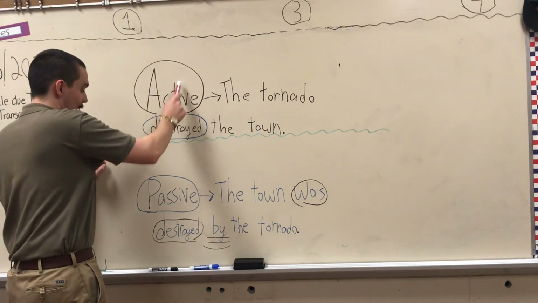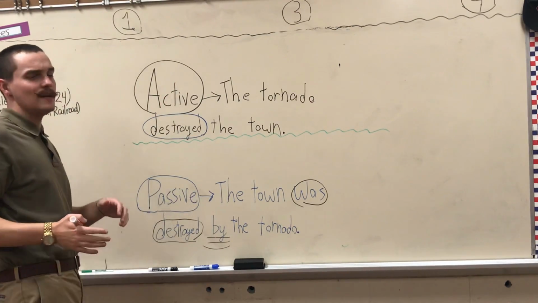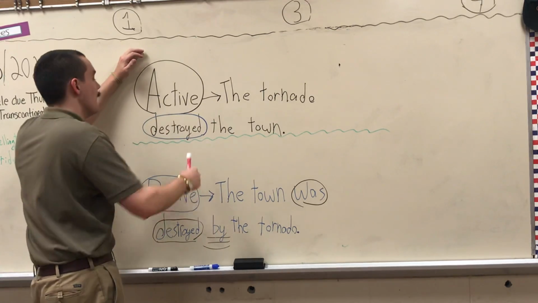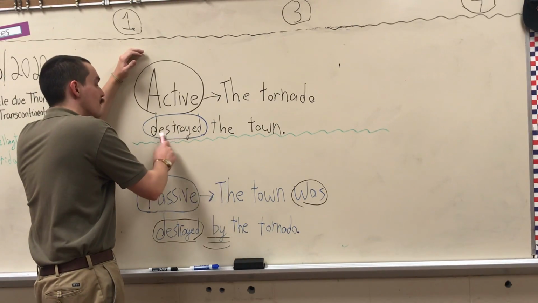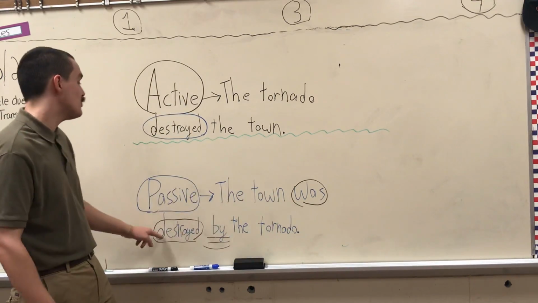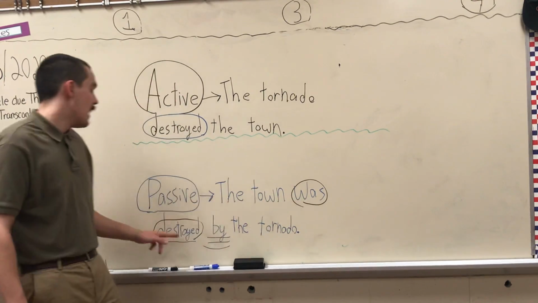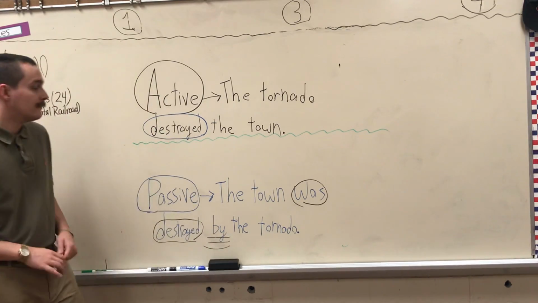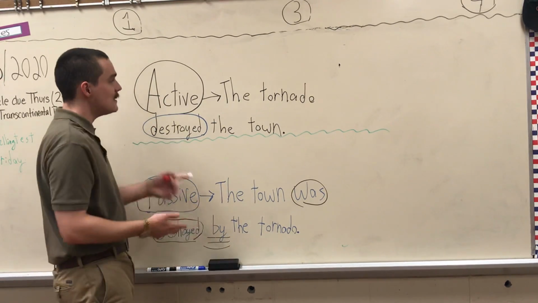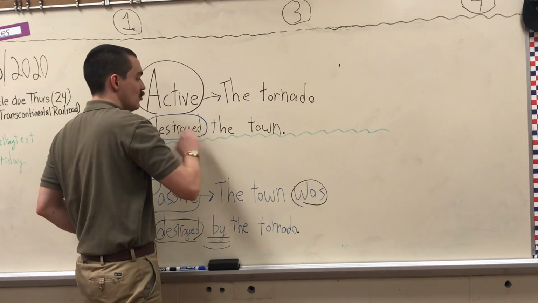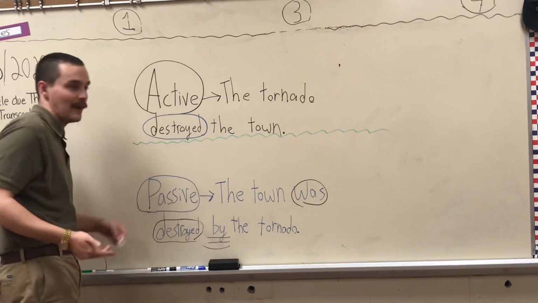When switching from active to passive, or when trying to see if a sentence is active or passive: for active, there is no word by, and a lot of the time there is just that one verb by itself. But with passive, you're going to have two verbs very close to each other. Was, your linking verb, and destroyed, your action, and then look, that by right there. And again, how did I flip it? Oh, that's easy. I brought the tornado to the front of the sentence. The tornado destroyed the town instead of the town was destroyed by the tornado.